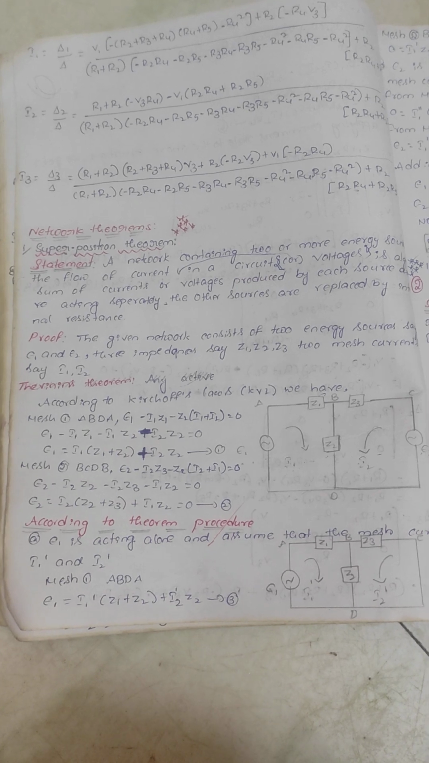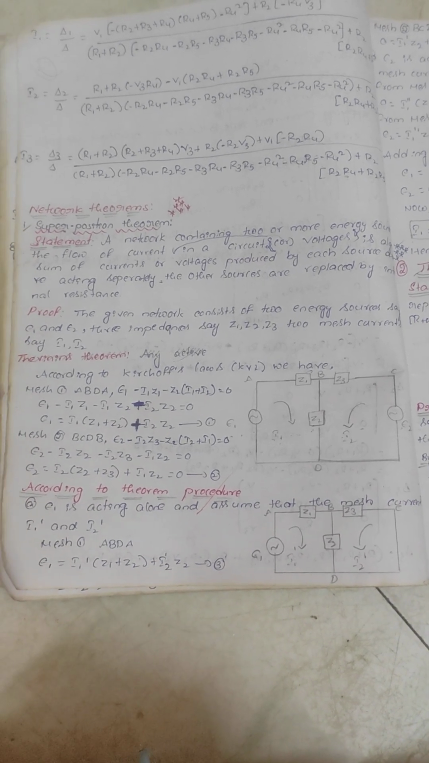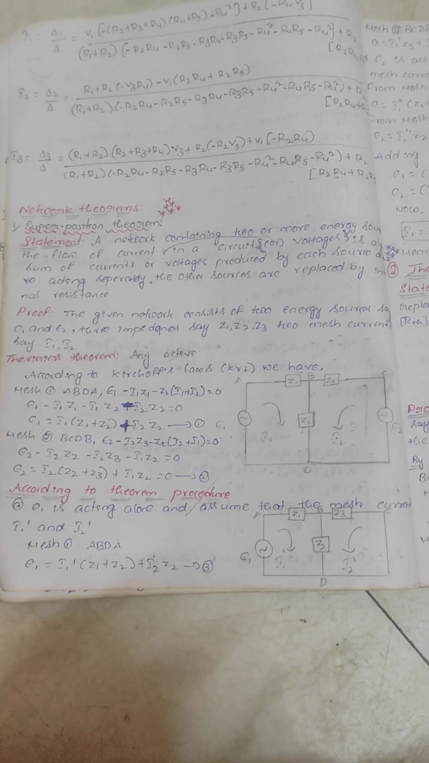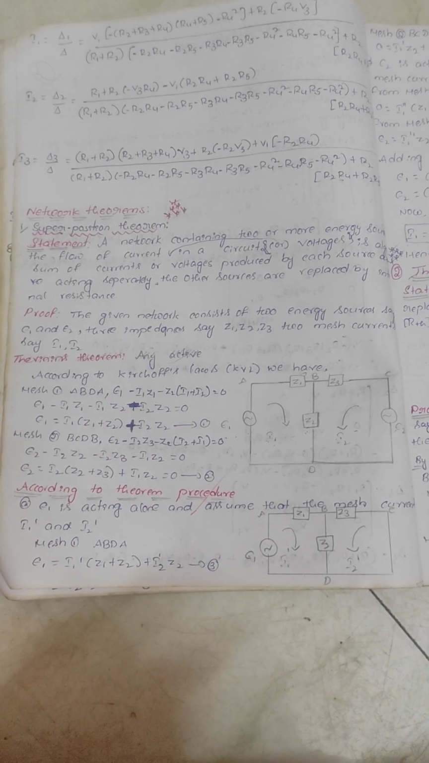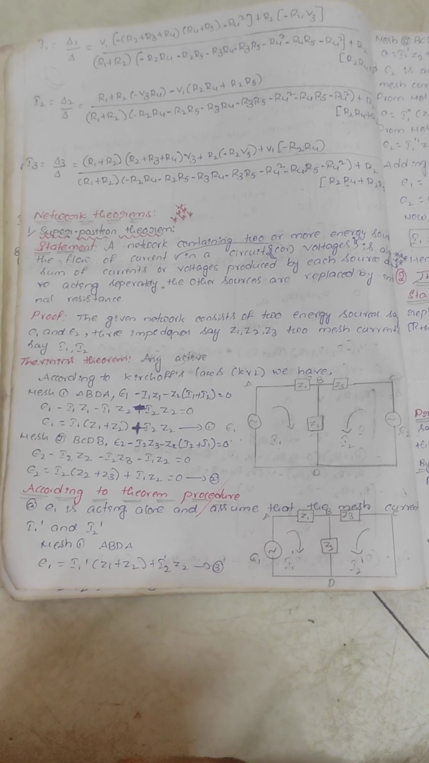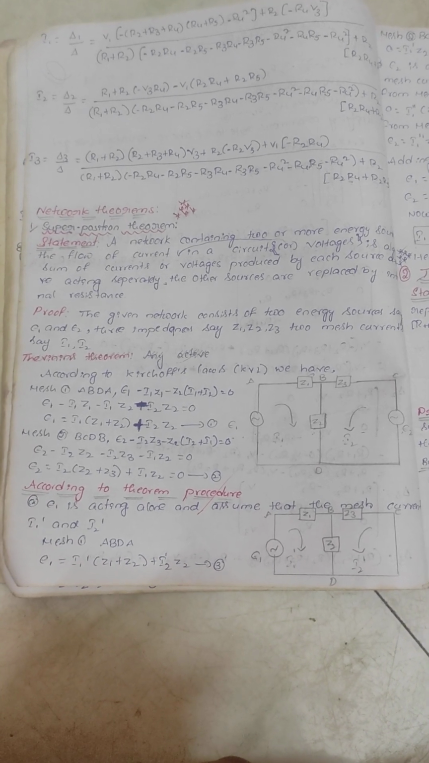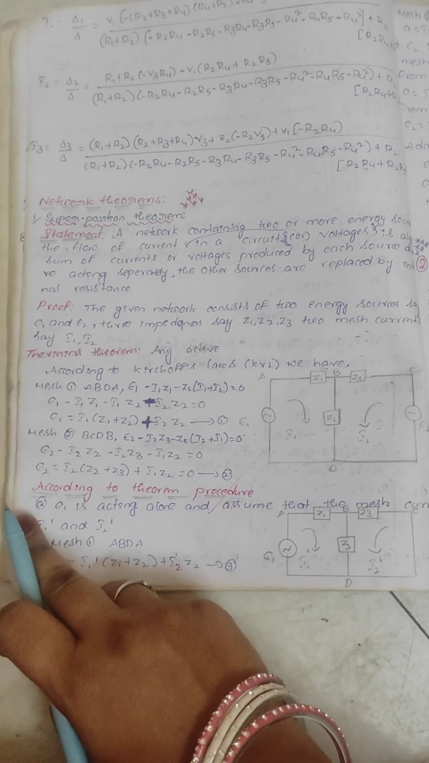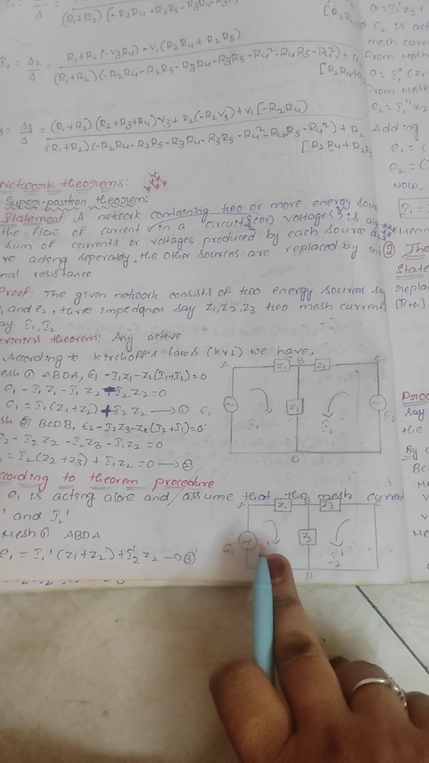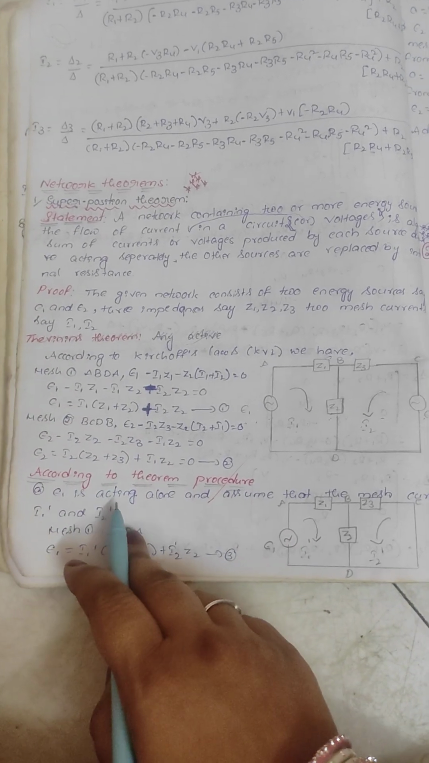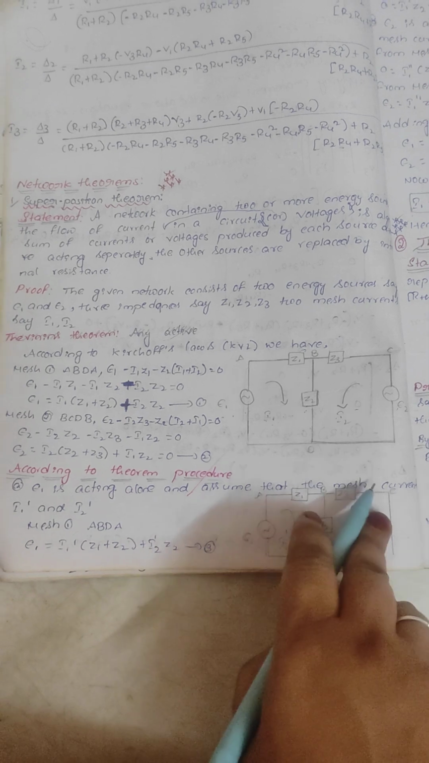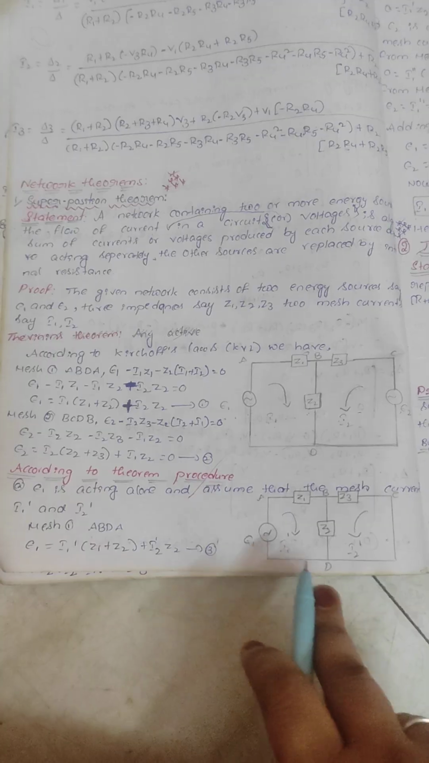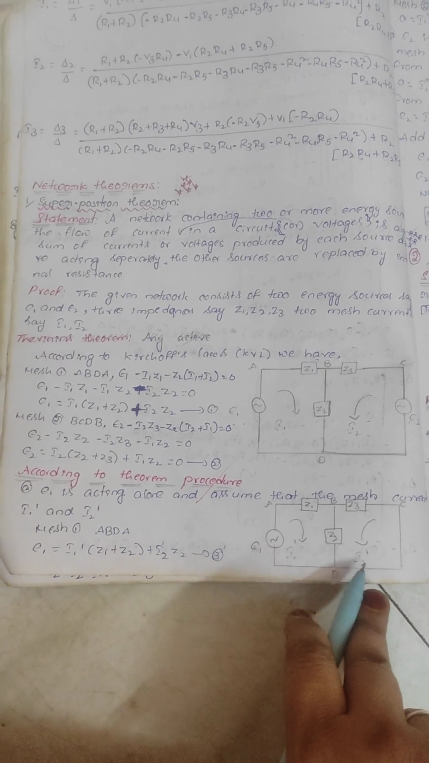Next, according to the theorem procedure, first we have combinedly solved the equation. We have the E1 value and also the E2 value. Now let us prove. Going to the proof, we have to solve the circuit by taking the voltages alone. First we have taken E1 as acting alone. E1 is acting alone and we assume the mesh currents I1 dash and I2 dash, because here we have taken them as I1, I2, that's why we are taking them as I1 dash and I2 dash.